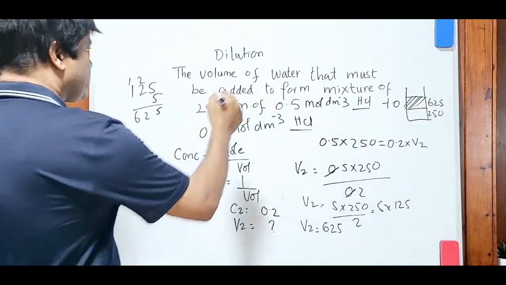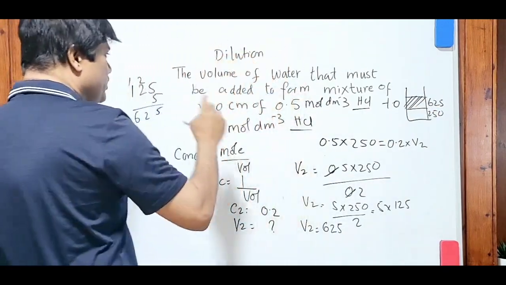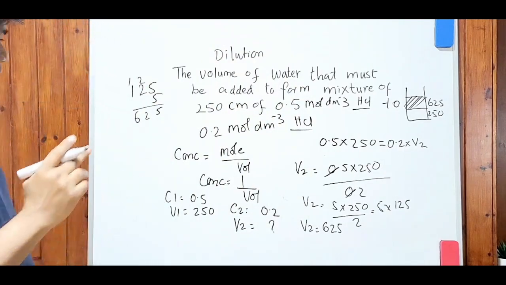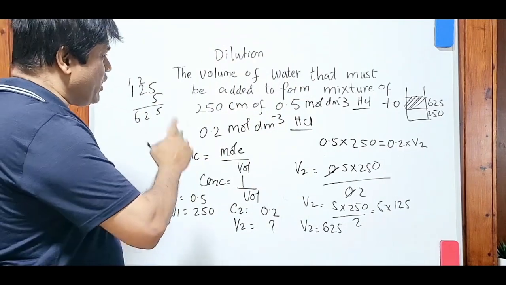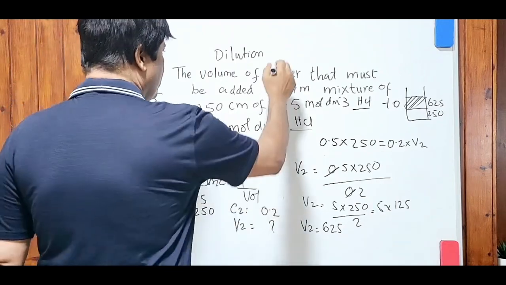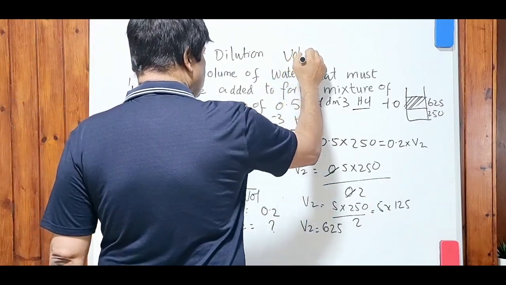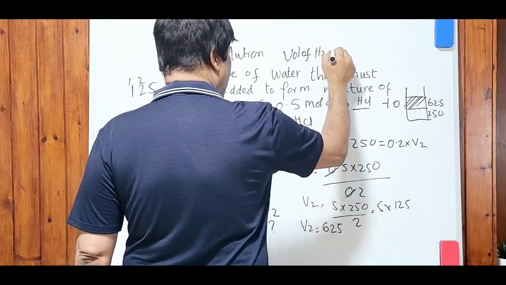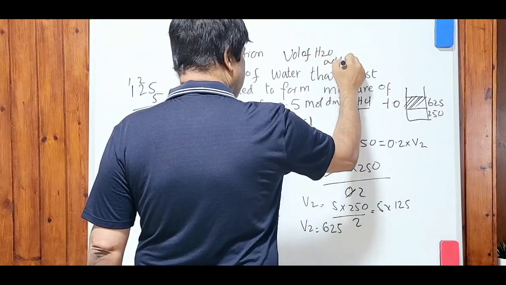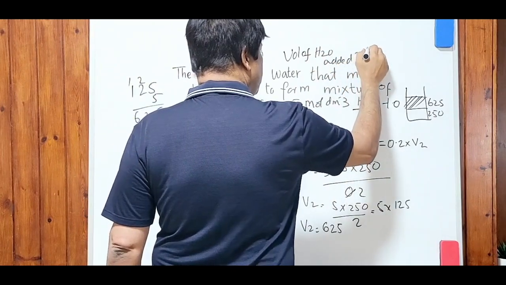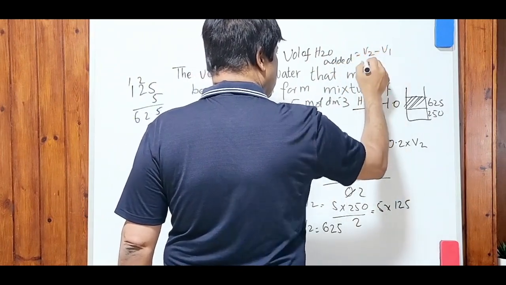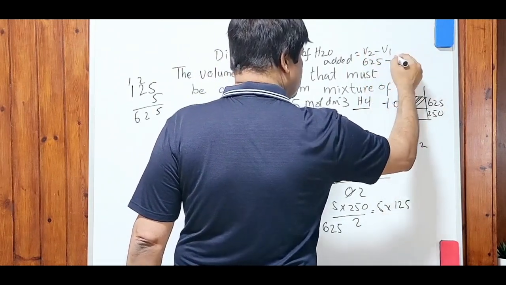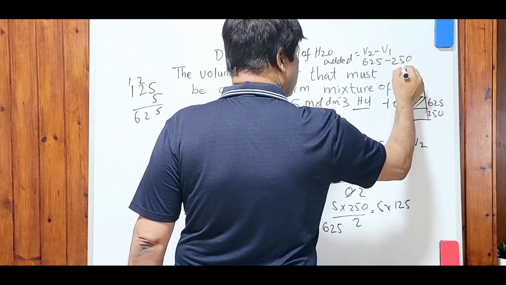Now please focus on this question. I've seen this question in the past paper of AQA and OCR. So volume of the water added, volume of H2O added equals V2 minus V1. 625 minus 250. So work it out.